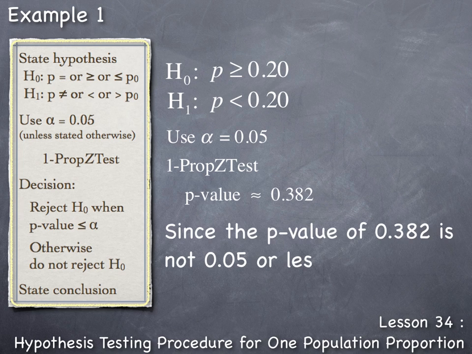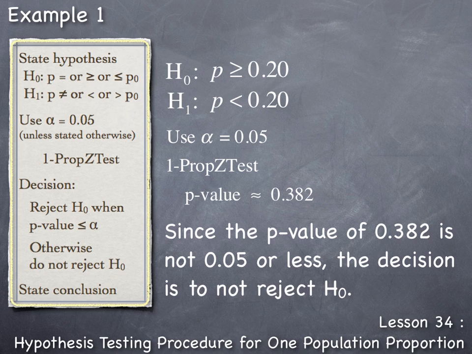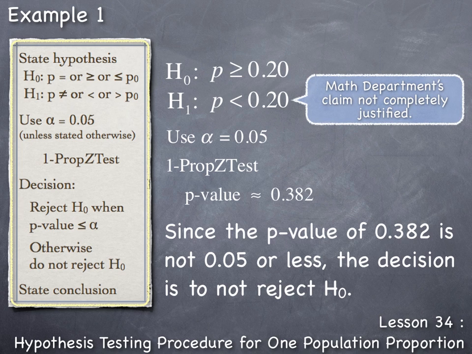Since the p-value of 0.382 is not 0.05 or less, the decision is to not reject H0. And when H0 is not rejected, it indicates that there is not enough data to reject H0. Also, in a sense, it means there's not enough data to support the idea in H1. And H1 was p less than 0.20, which was the math department's claim. Therefore, the math department's claim is not completely justified because we do not have enough sample evidence to indicate otherwise.